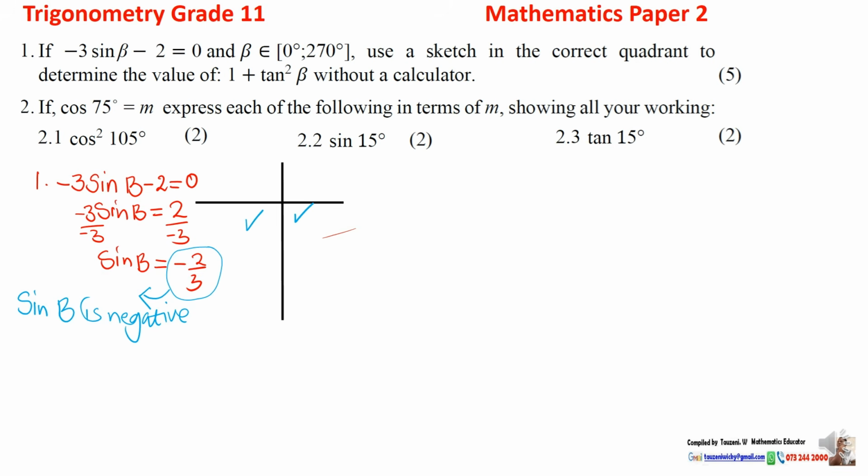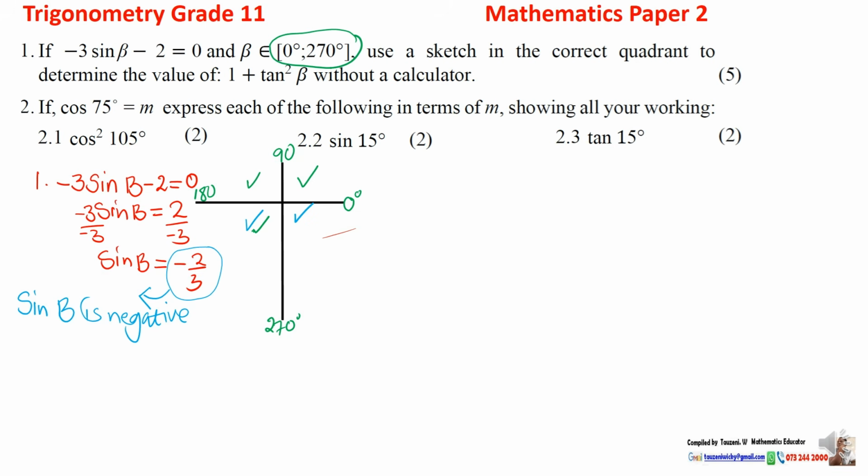Condition number 2 that we must consider. We go to the range that is given. The question tells us that our angle is between 0 to 270. So there is 0 degrees here, 90 degrees up there, 180 there, and 270 degrees here. Now this covers quadrant 1, it covers quadrant 2, it covers quadrant 3. Those are the 3 quadrants covered by 0 to 270.